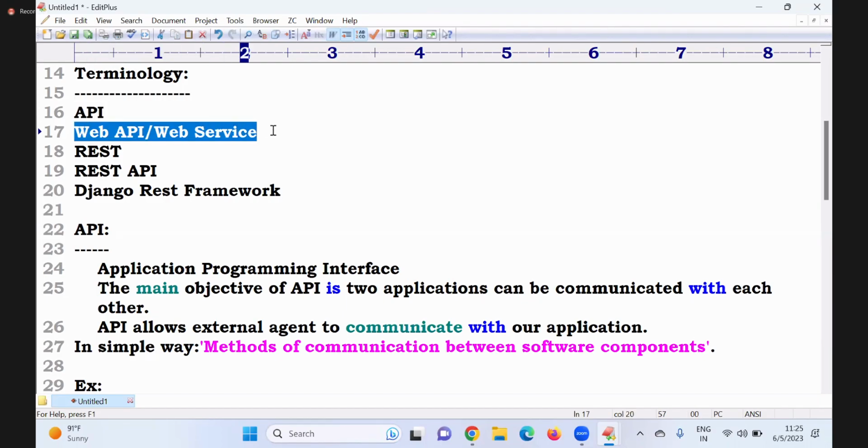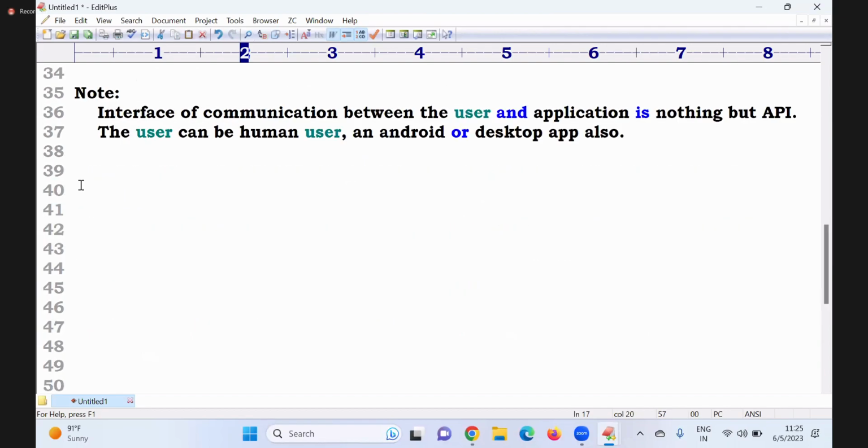What is the second technology? Web API or web services. In Java, generally we have heard about these web services. Spring Boot, microservices, web service, all are available there. Now, what is web API? The services which can be provided to the end user by a web application. Up to now, whatever we did, that is called web.